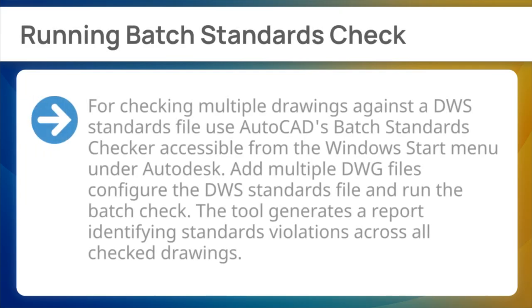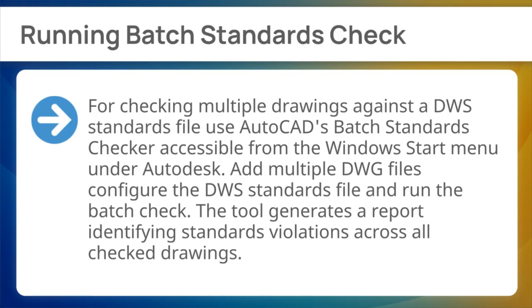Finally, running batch standards check. For checking multiple drawings against a DWS standards file, use AutoCAD's Batch Standards Checker, accessible from the Windows Start menu under Autodesk. Add multiple DWG files. Configure the DWS standards file and run the batch check. The tool generates a report identifying standards violations across all checked drawings.